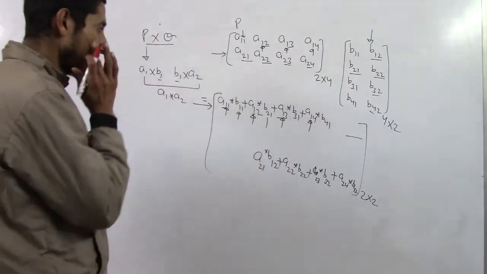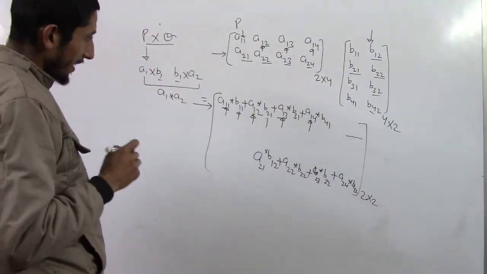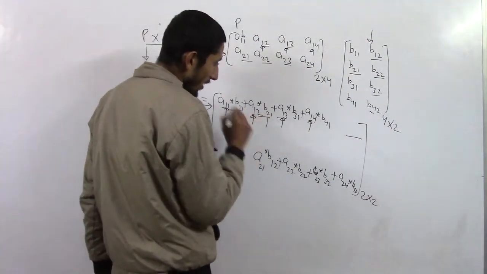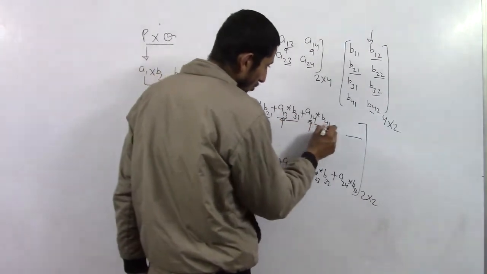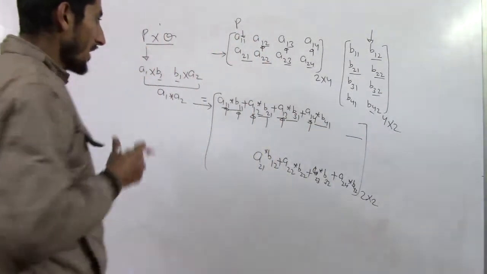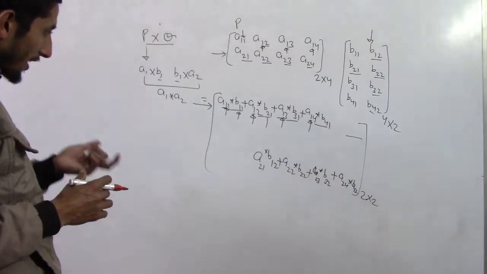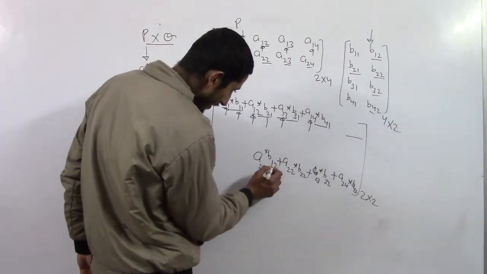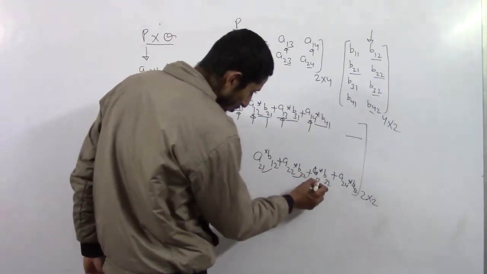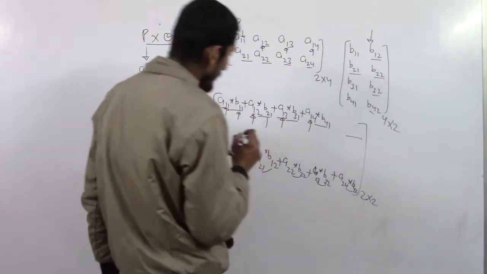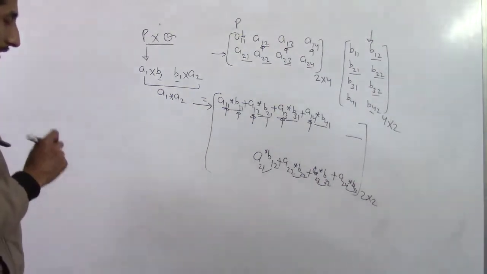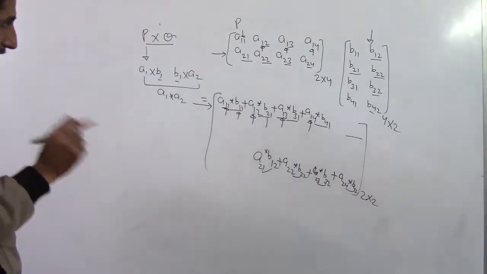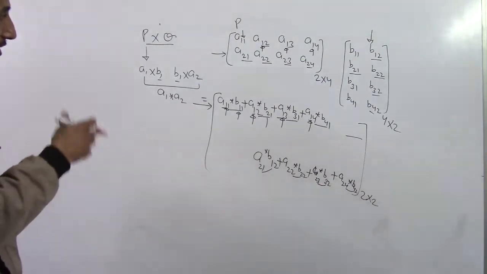Now just look at the second index. The second index is the same: 1 and 1, 2 and 2, 3 and 3, 4 and 4. Every time the second index is the same. So the first index is changing row wise, the second and third index are the same, and the fourth one is changing column wise.